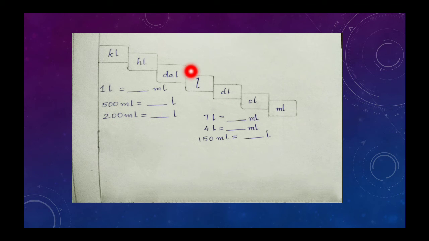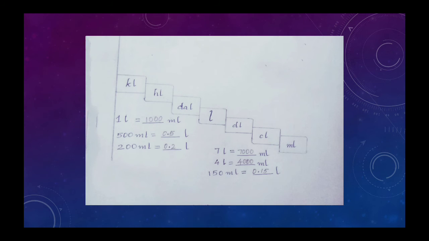Now 500 ml to liter. Ml to liter. This is the conversion from smaller unit to larger unit. No need to think about these three units. Okay. Now write 500 here. Then what should you do? You have to divide each step by 10, or you have to move the decimal point.